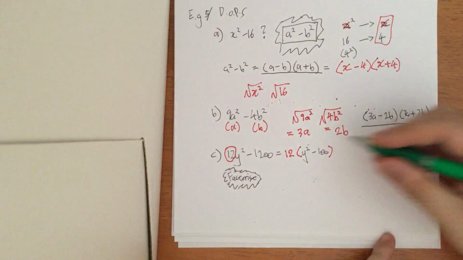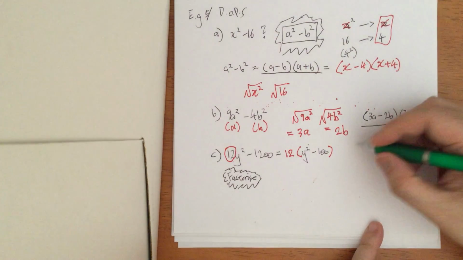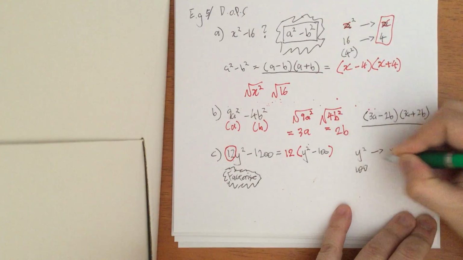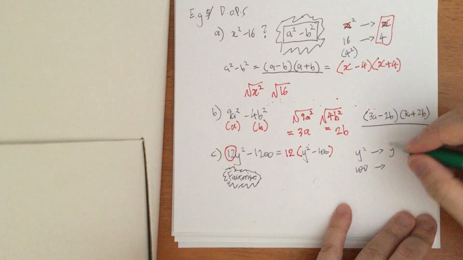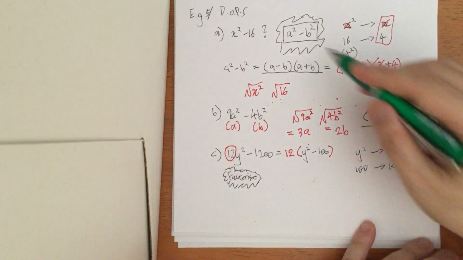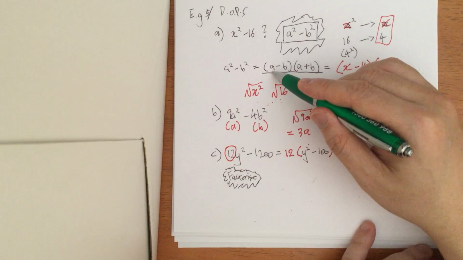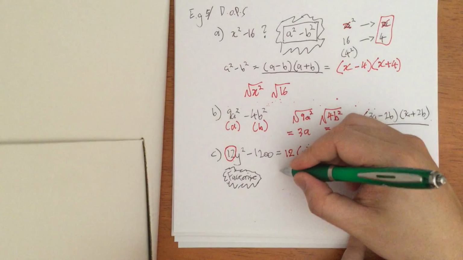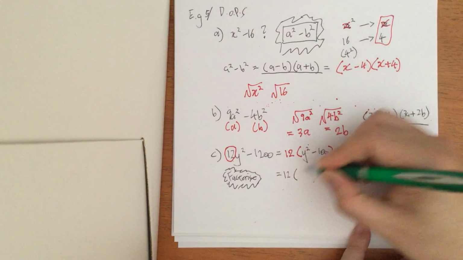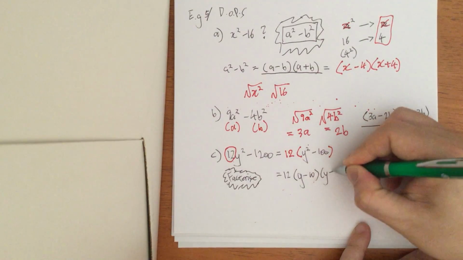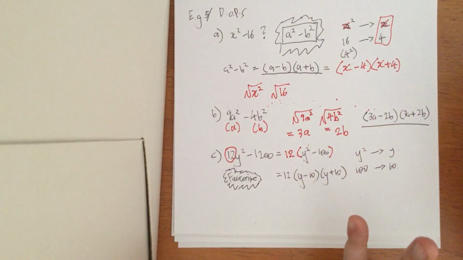Again, if you're not sure what's going on here, y squared, if you square root that, you get y. 100, if you square root 100, you get 10. And so applying this particular rule here, a minus b, well, that's your a, that's your b. The answer would be 12, y minus 10, y plus 10. All right? This is before we use any calculator.